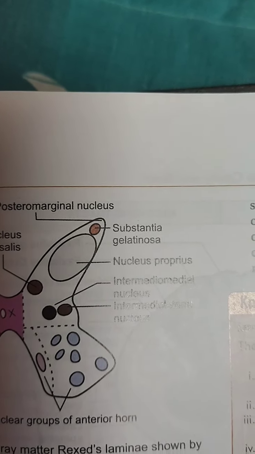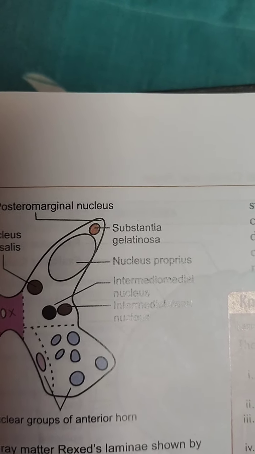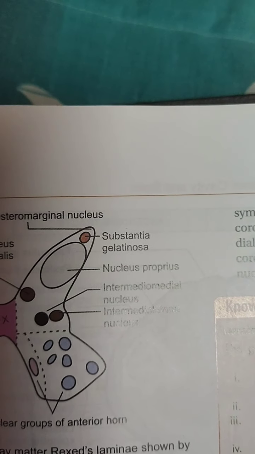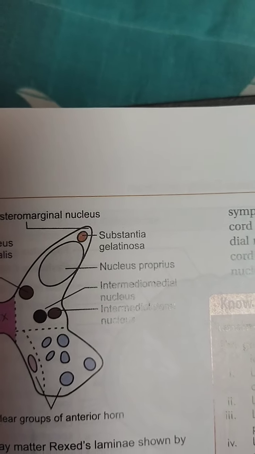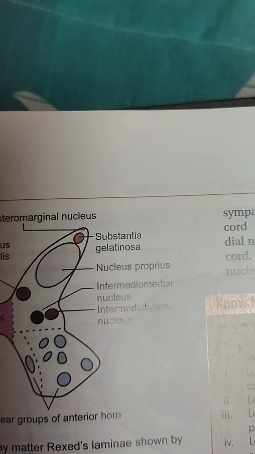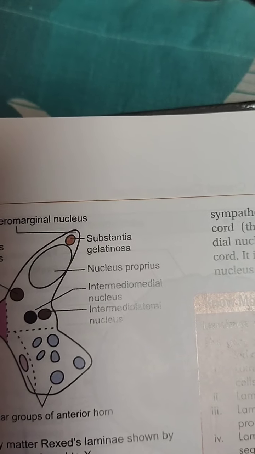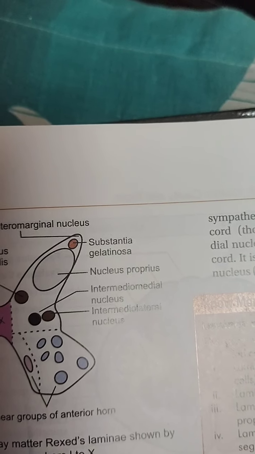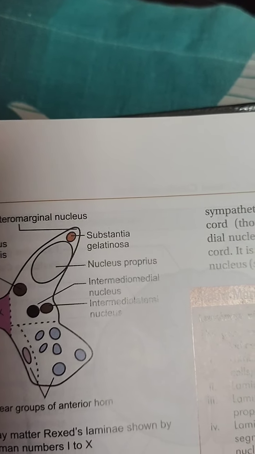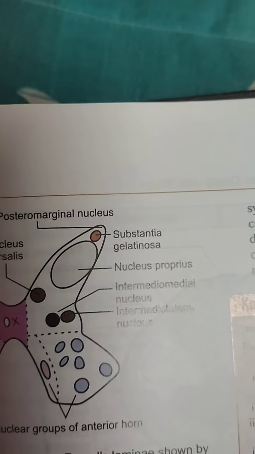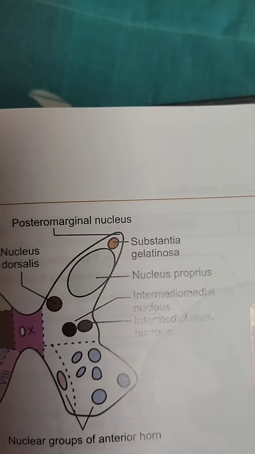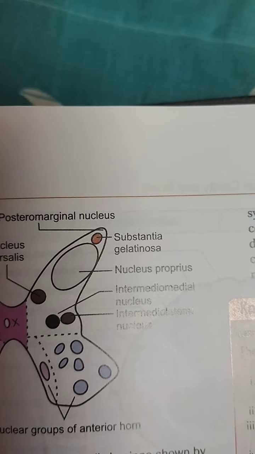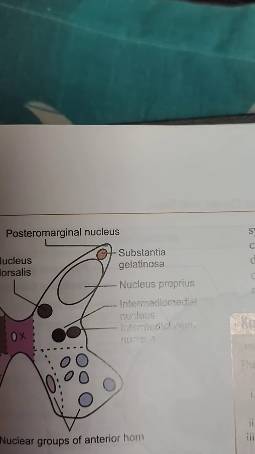Coming to the nucleus proprius, the other big nucleus which you are seeing, also called the dorsal funicular nucleus. It lies ventral to the substantia gelatinosa and forms the main mass of the posterior horn, and receives all the dorsal roots which are conveying touch, pressure, unconscious proprioception and a small amount of pain sensation. So it is receiving the signals of touch, pressure, and unconscious proprioception, which you receive while you are sitting, you don't know that it is painful, and the pain sensation.